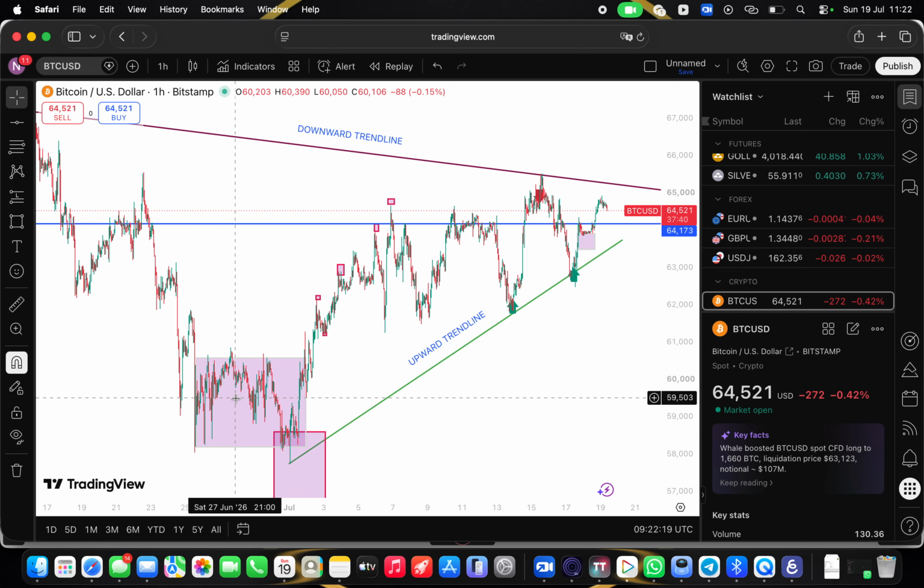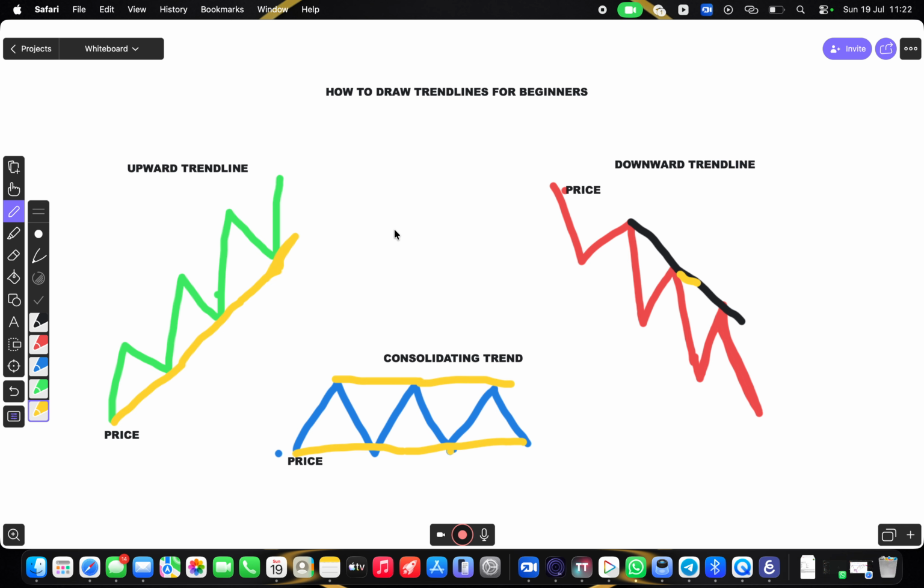This is how you draw trend lines, and this is how you can use trend lines to your fullest potential. So in the next video, we're going to go deeper into trend lines. If you watched my previous video, I showed you guys how to identify market structure when you look at the market. So videos will keep on coming and coming, so just be on the lookout.